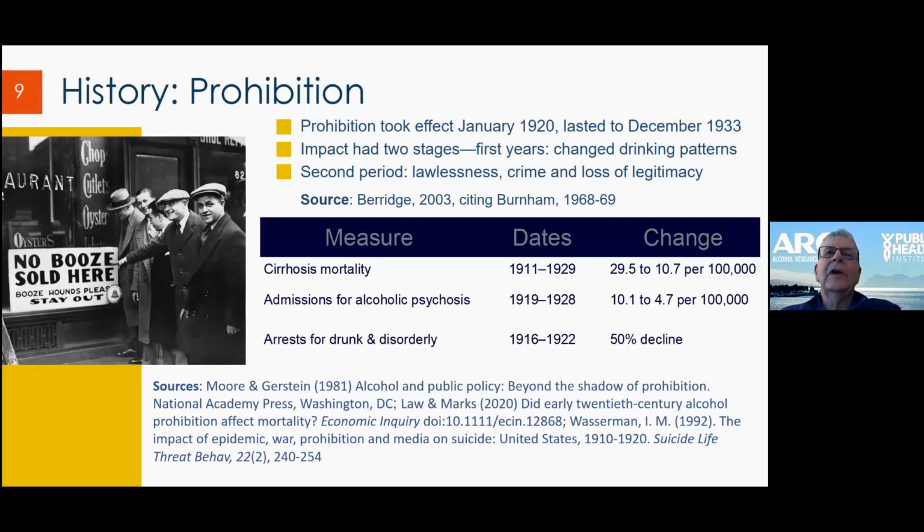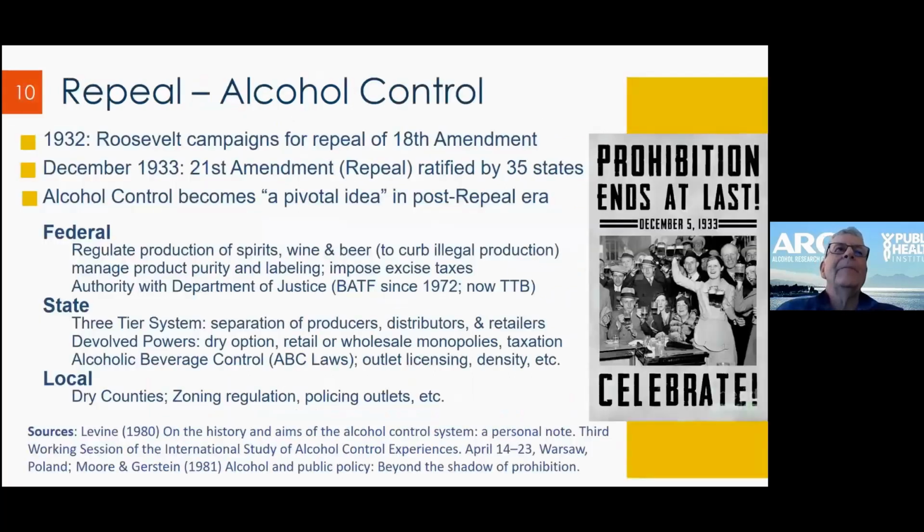But in the second period, lawlessness and crime led to a kind of loss of legitimacy. And some of this is because people do, in fact, like to drink. And many people found ways of drinking that involved speakeasies and involved a lot of crime, basically, from the point of view of the federal enforcement of this act. So essentially, the elites led the way to repeal. Somewhat before repeal, Roosevelt campaigned for repeal of the 18th Amendment. And then in 1933, the 21st Amendment, which was the repeal amendment, was ratified by 35 states.